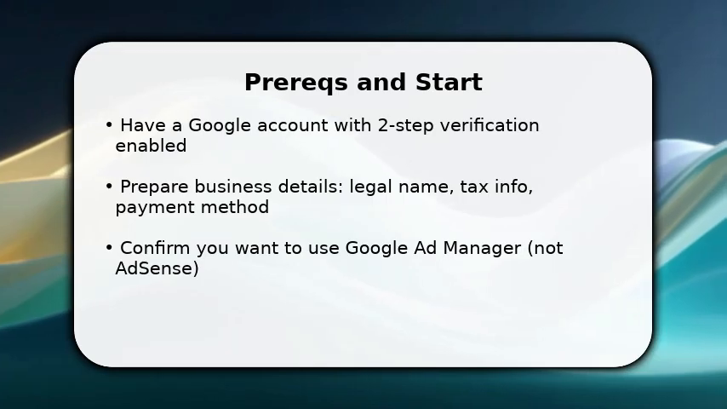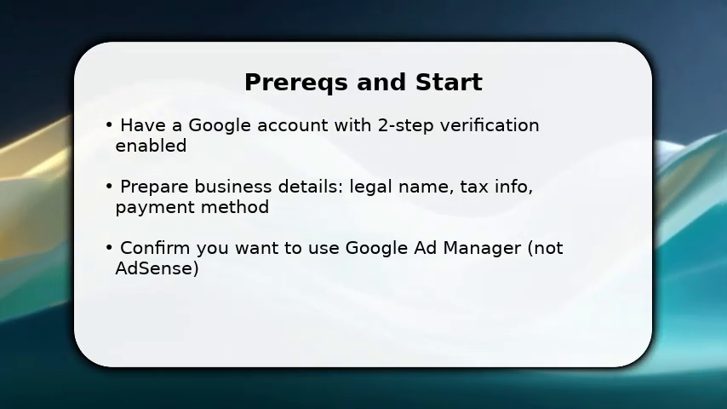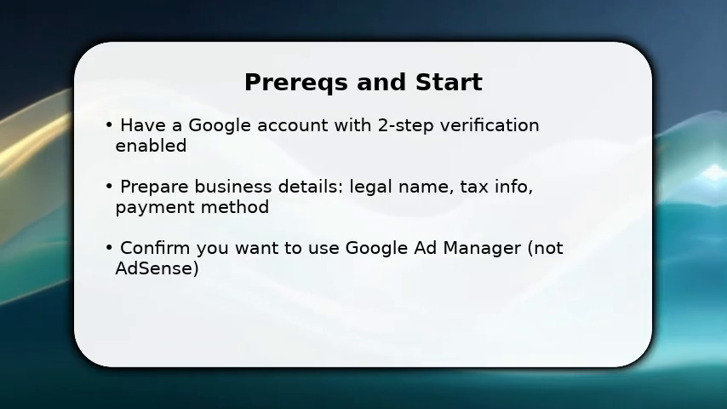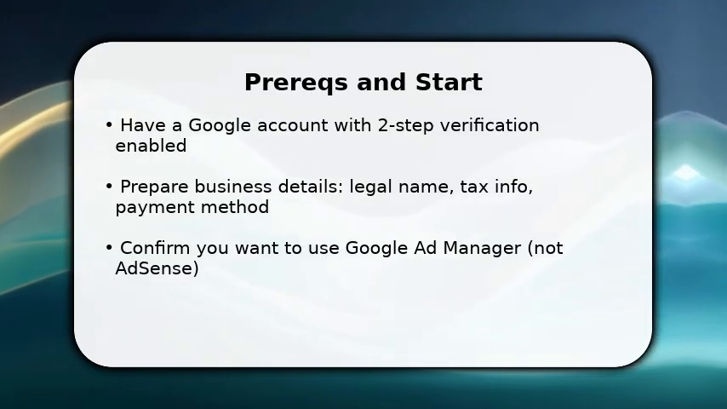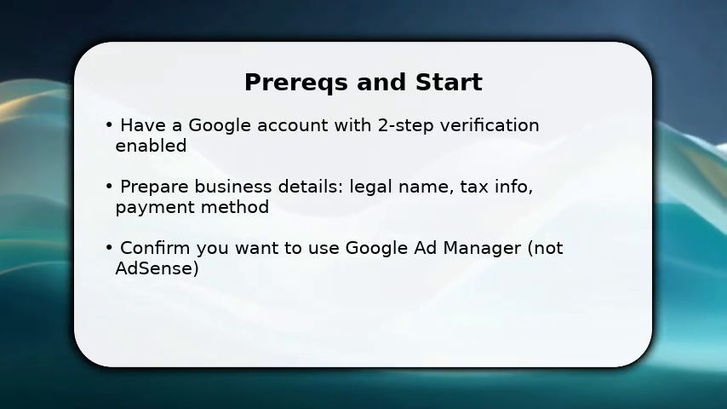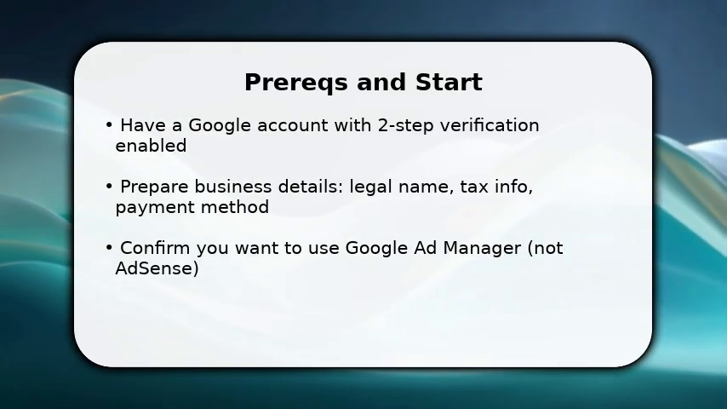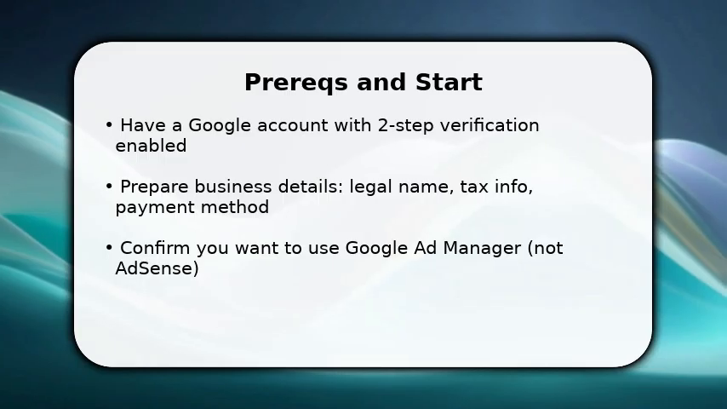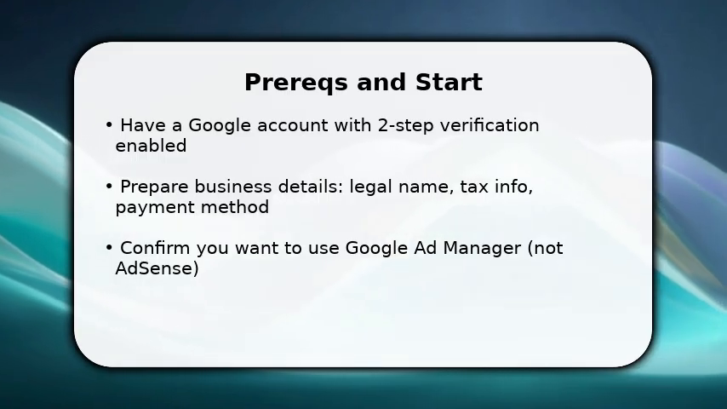Enjoy the video. You begin by ensuring your Google account has two-step verification and accurate business details. This is non-negotiable. Once done, sign into the Google account you will use and navigate to the Ad Manager sign-up flow. Enter your company legal name, primary contact, and tax classification exactly as your bank records show.